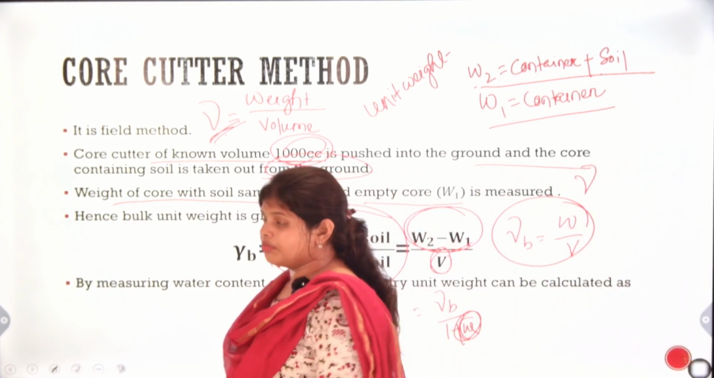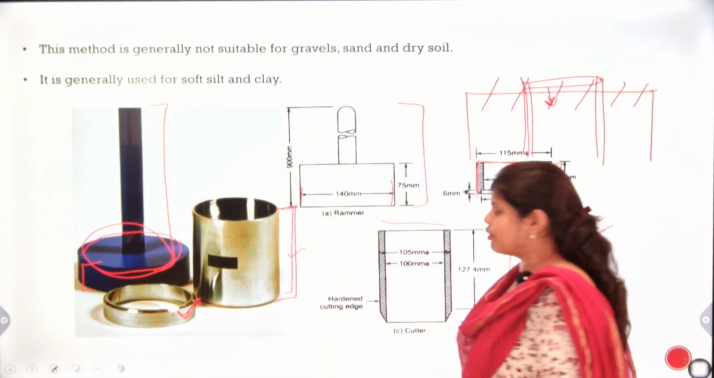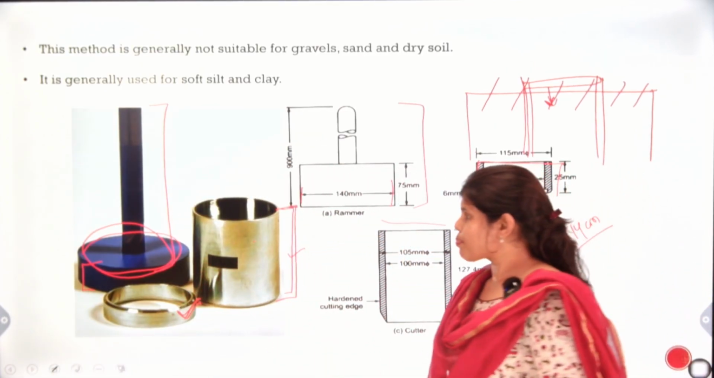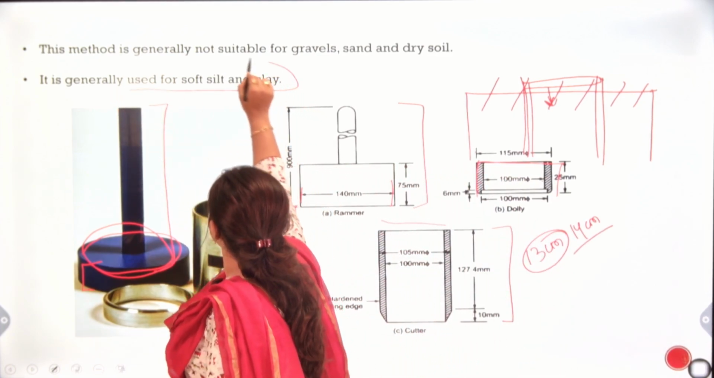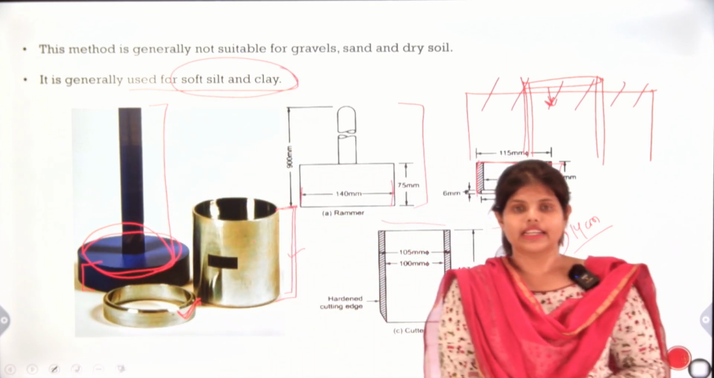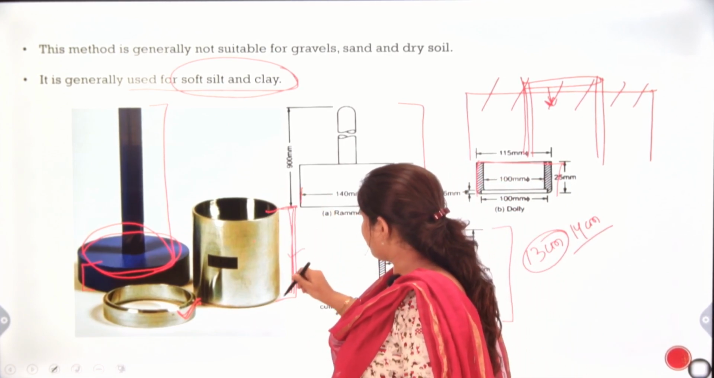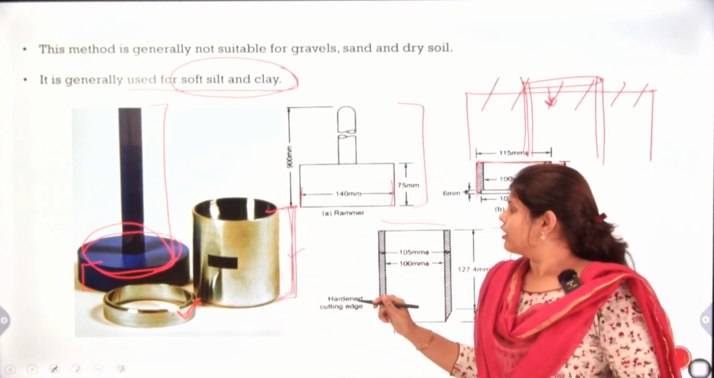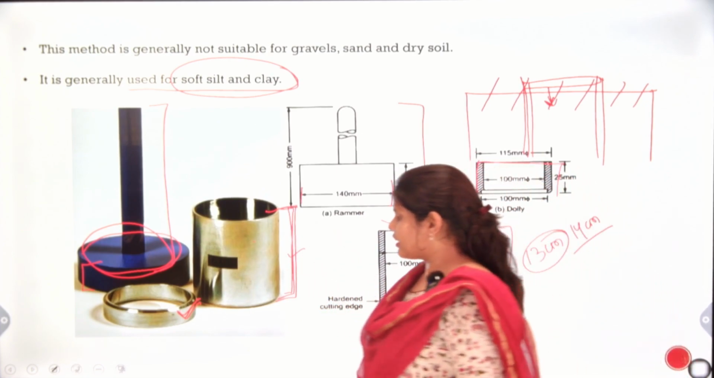So we have already learned what is the core cutter method. It is generally used for soft soil and clay. It is not suitable for gravelly or sandy soil, as we need to push the core inside the soil, which is not possible for gravelly or sandy soils.